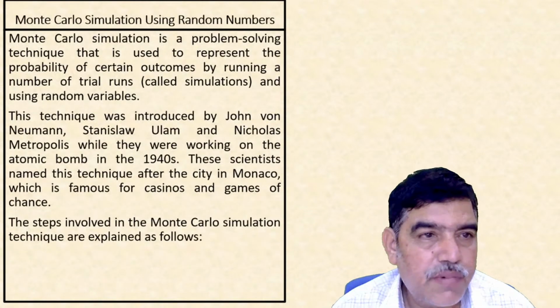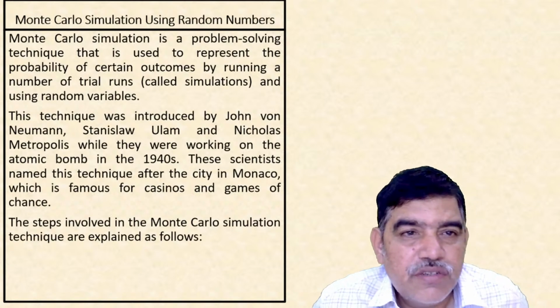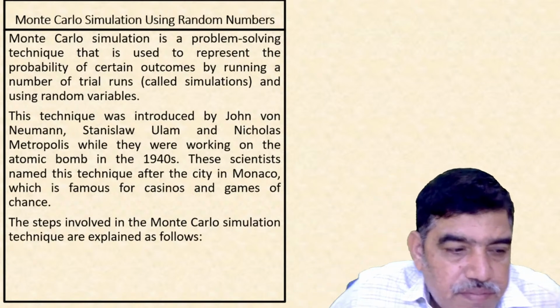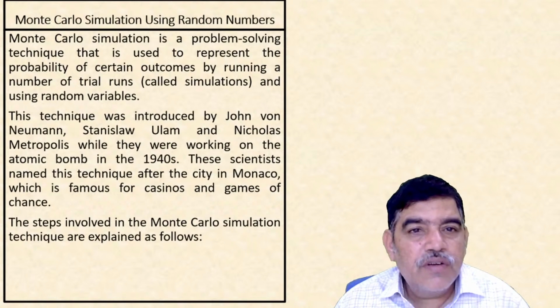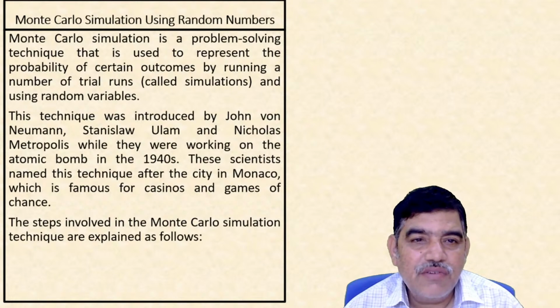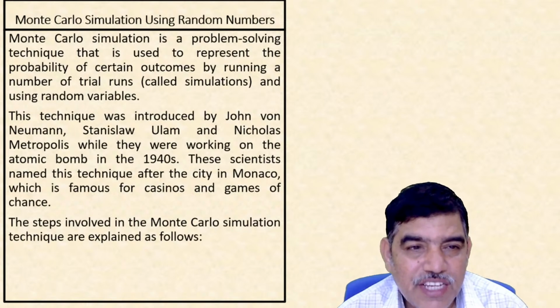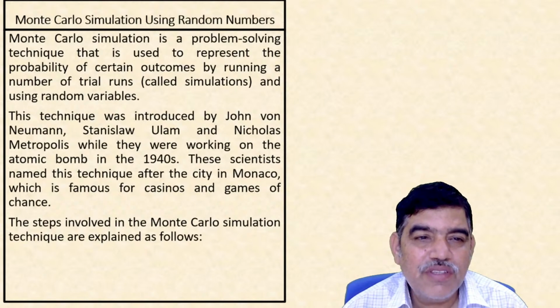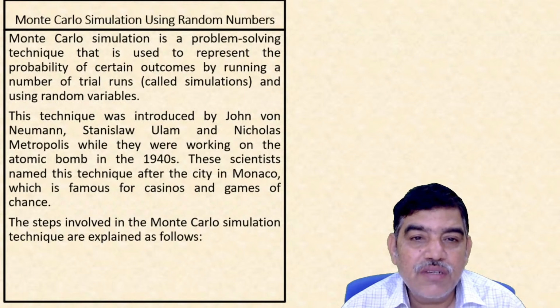Then we discuss Monte Carlo simulation using random numbers. Monte Carlo simulation is a problem-solving technique that is used to represent the probability of certain outcomes by running a number of trial runs, experiments. Trial run means number of experiments. We get one output. That is called simulation, and it uses random variables.